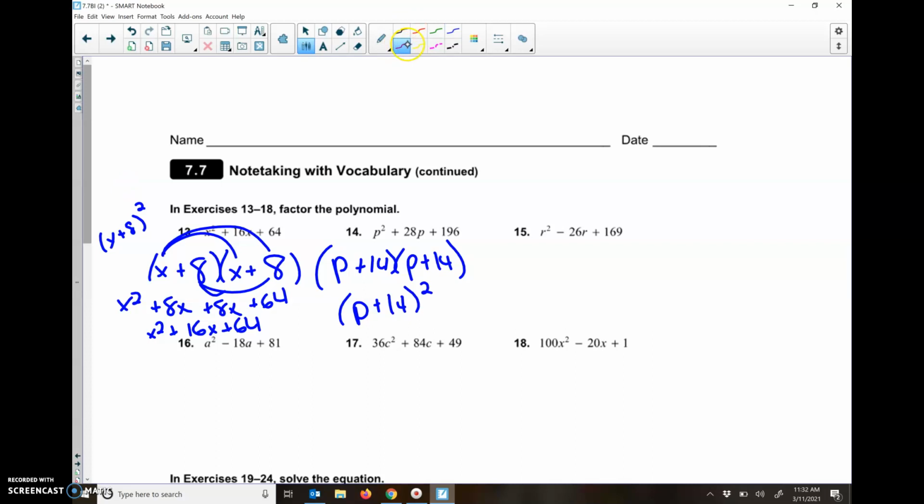15, now that I have a negative 26 and a positive 169, that means I need a negative 13. Square root of 169 is 13. So our minus 13 and our minus 13, because negative 13 times negative 13 is still a positive 169, and negative 13 plus negative 13 is negative 26. So r minus 13 squared.